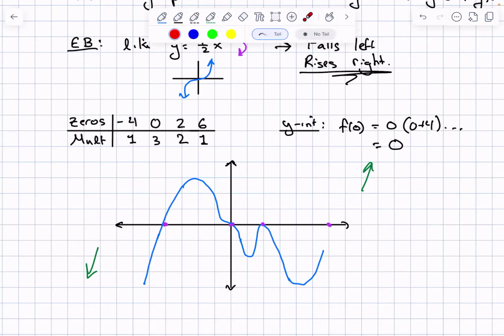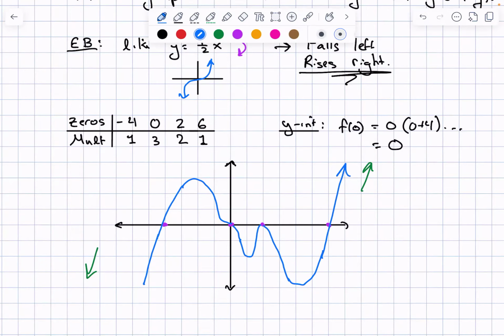And this 0 at 6 has a multiplicity of 1, so it should cross through in a nice line-shaped pattern. And we ended where we should end, so we know we did it correctly.